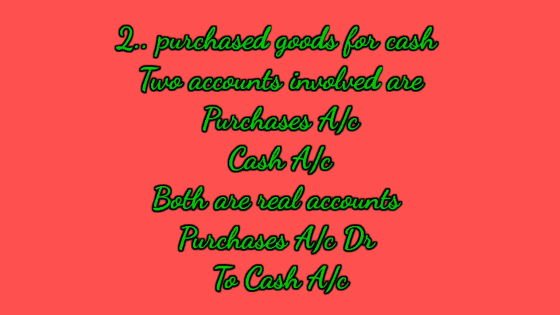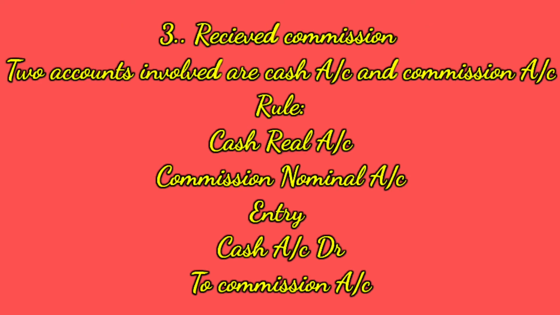So goods come into the business. The real account rule tells that debit what comes into the business and credit what goes out of the business. Goods come into the business and cash goes out of the business. Therefore, purchases account should be debited and cash account should be credited. Therefore, the journal entry is purchases account debit and cash account credit.